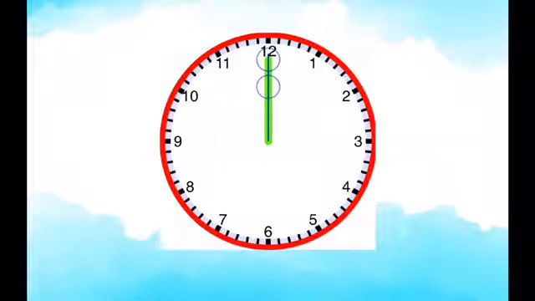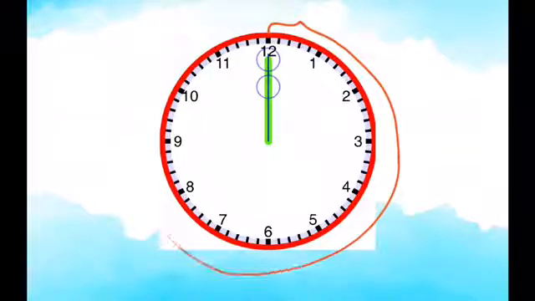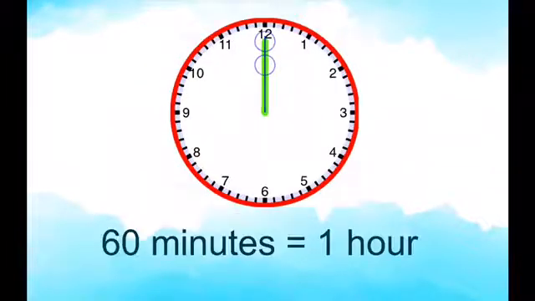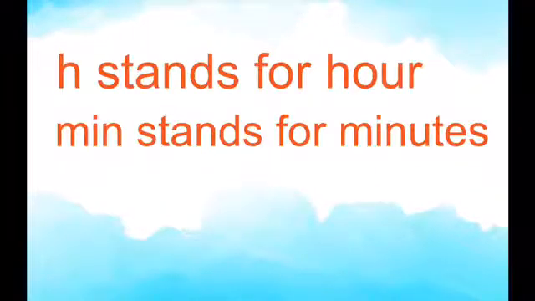As what we've learned, we can see that there are 60 small markings around the clock, and they each stand for 1 minute. So we say that 60 minutes is the same as 1 hour. In maths, a small h stands for hour, while min stands for minutes. Say you went to watch a movie for 2 hours. I wonder how many minutes are there in 2 hours?